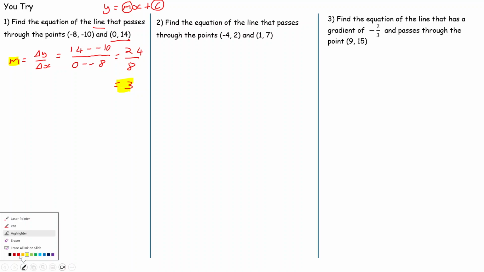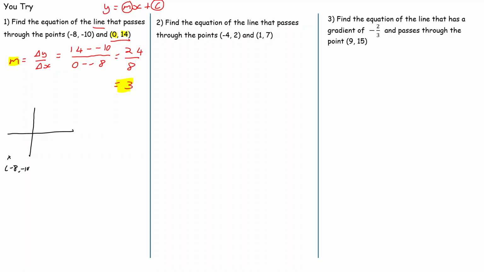So I found m. I'm going to go and find my c value now. And note here, and this is important, that I've been given an x-coordinate of 0, which just means my c value, my y-intercept, is going to be equal to 14. And I'll show you again by sketching it, because that might be useful, but hopefully we know that from the first example, but if I sketch it out, right, the coordinate minus 8, minus 10 is going to be somewhere down here. That is the point minus 8, minus 10.